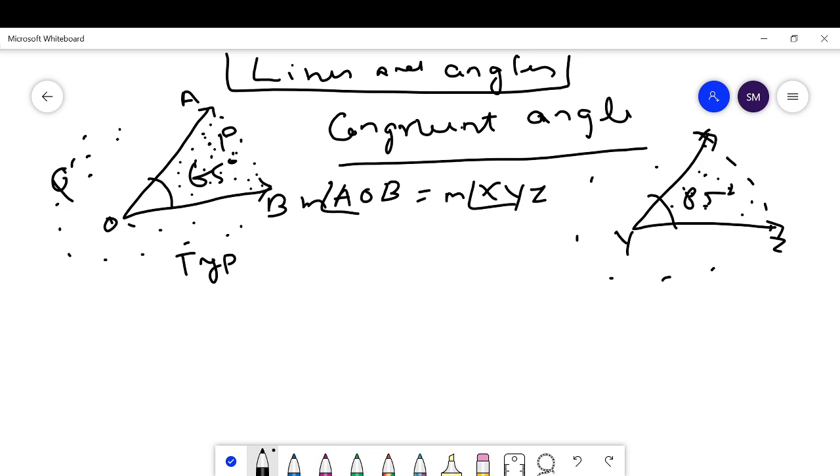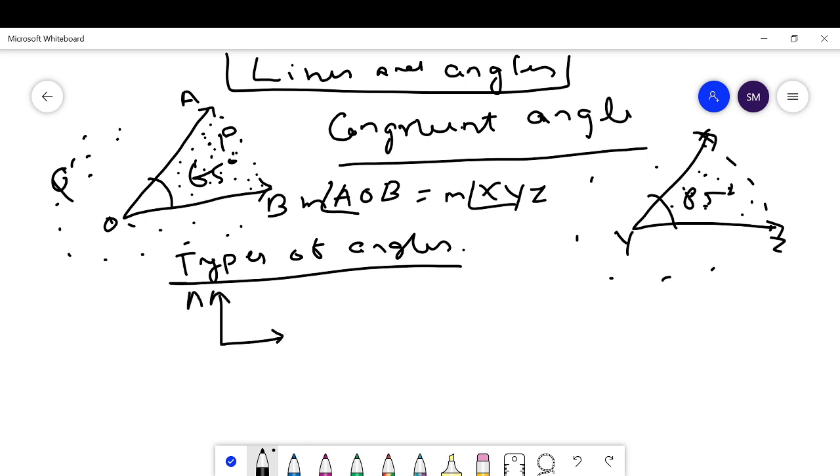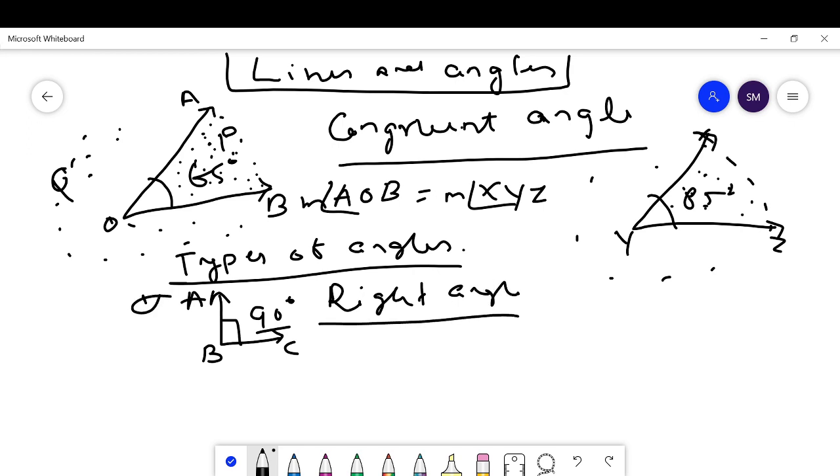At first, types of angles. Suppose ABC is an angle and it measures 90 degrees. This is called a right angle. When the measure of an angle is 90 degrees, then it is called a right angle. Then what do you mean by acute angle?